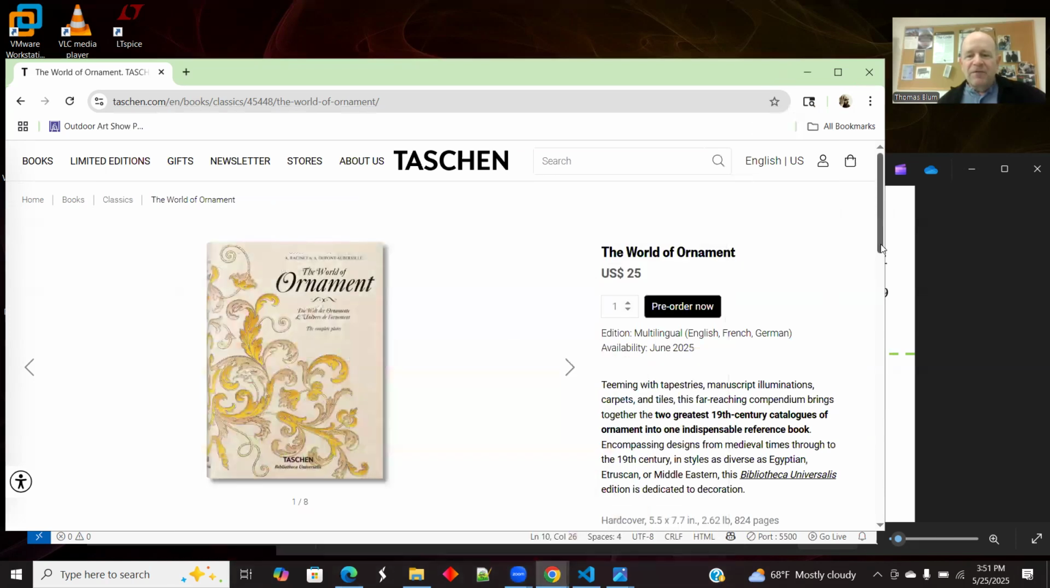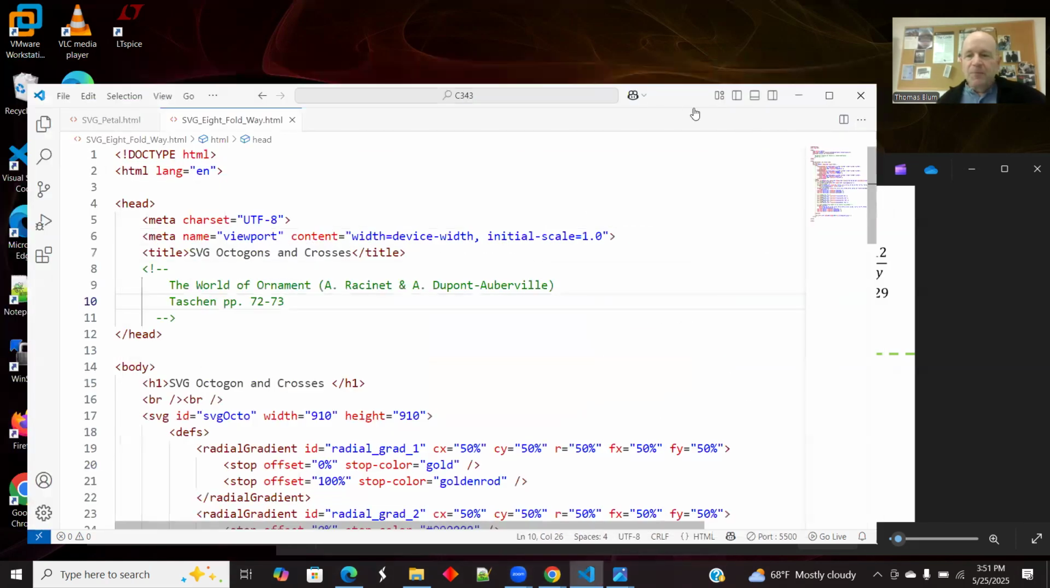This pattern was inspired by a pattern I found in a book of ornament published by Taschen. Basically, I'm going to make a bunch of polygons: the octagon, the hexagon, and the cross. These are all just polygons, and polygons in SVG are just a sequence of points.